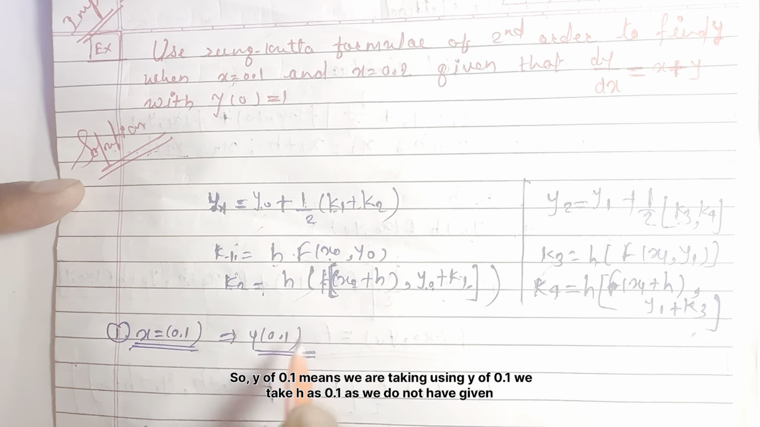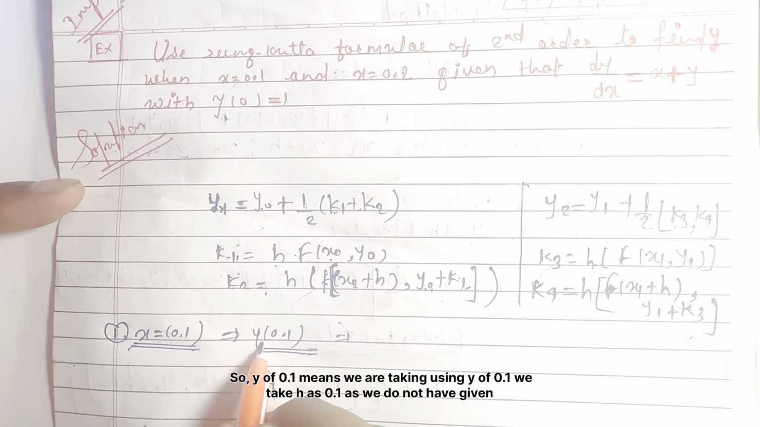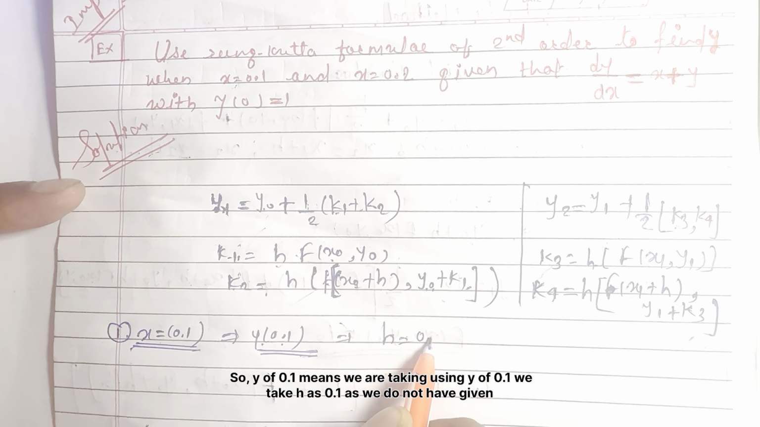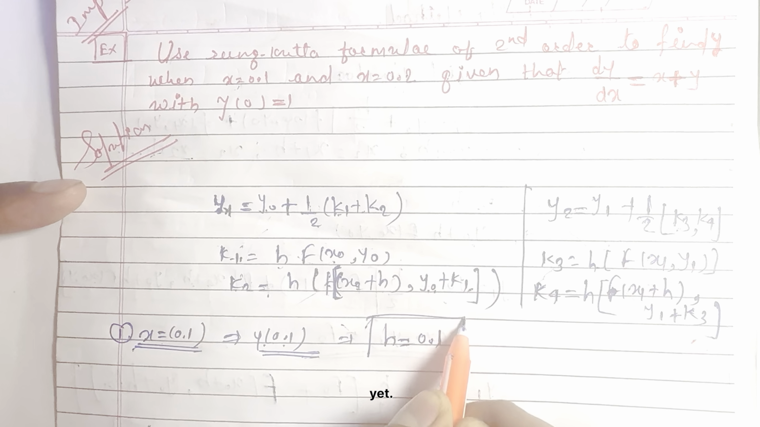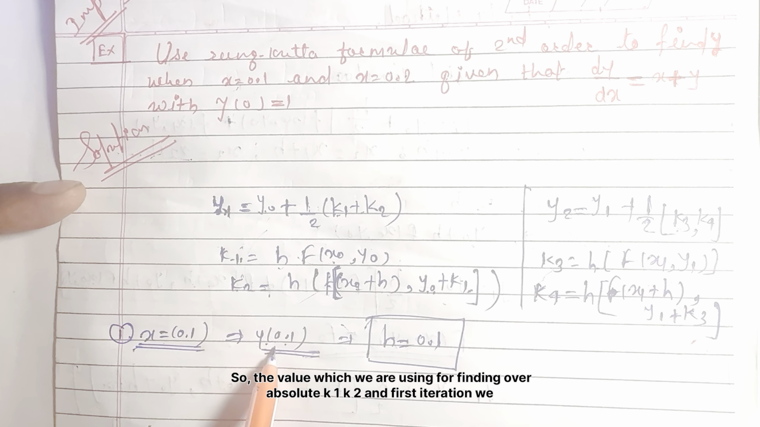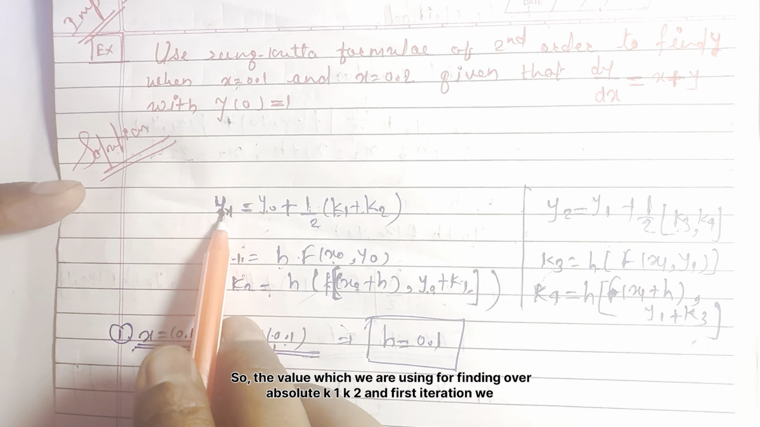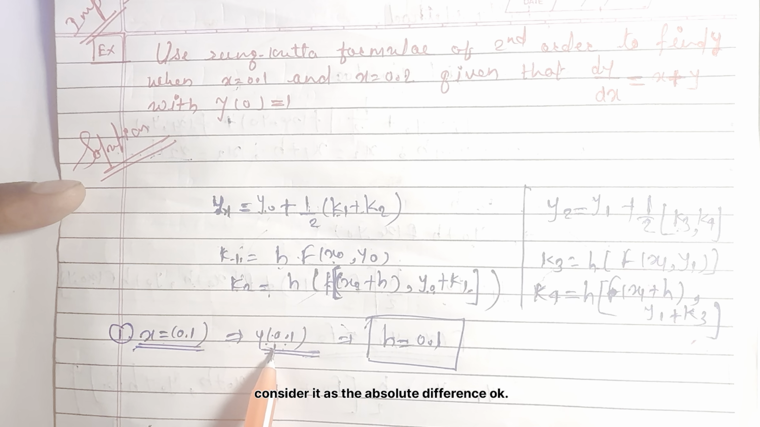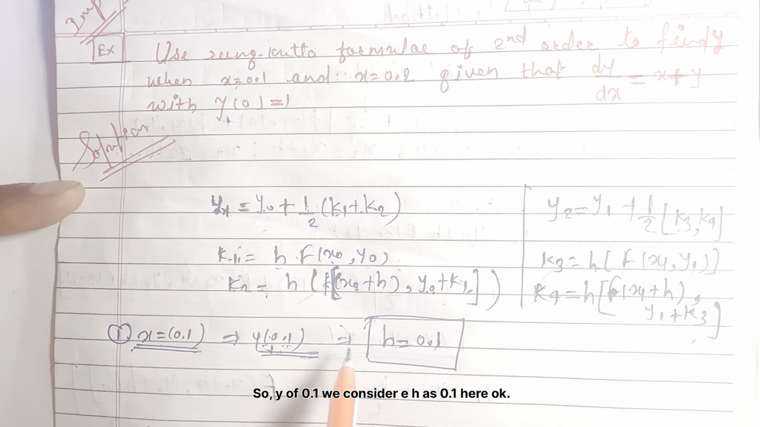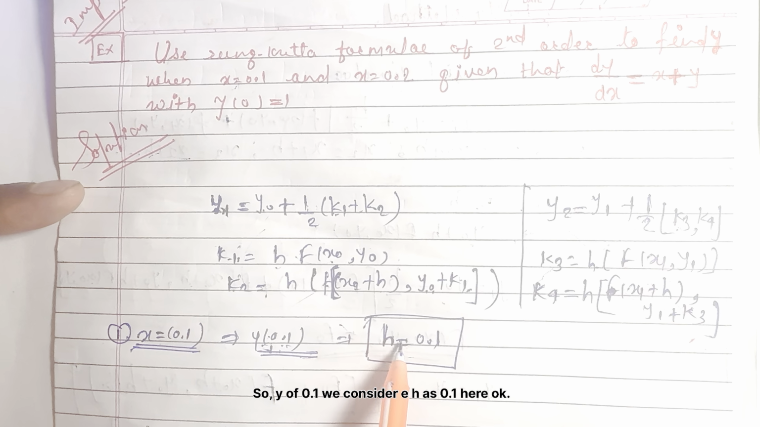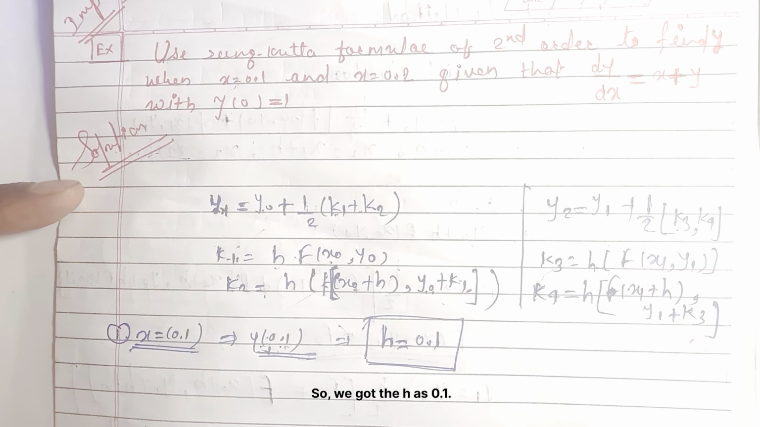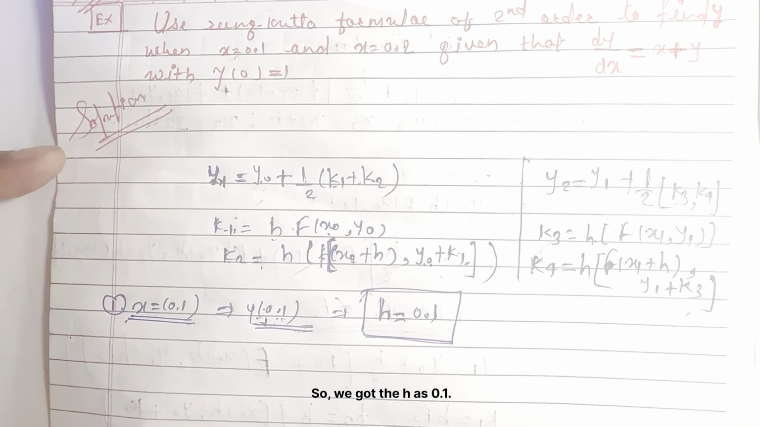Using y of 0.1 we take h as 0.1, as we don't have h given. The value which we are using for finding our absolute k1, k2 in the first iteration, we consider it as the absolute difference. So y of 0.1, we consider h as 0.1 here.